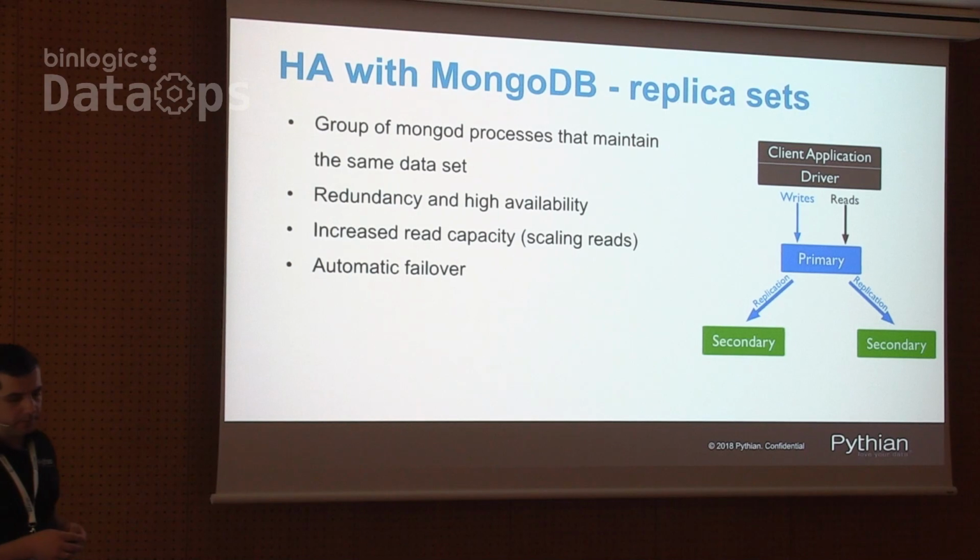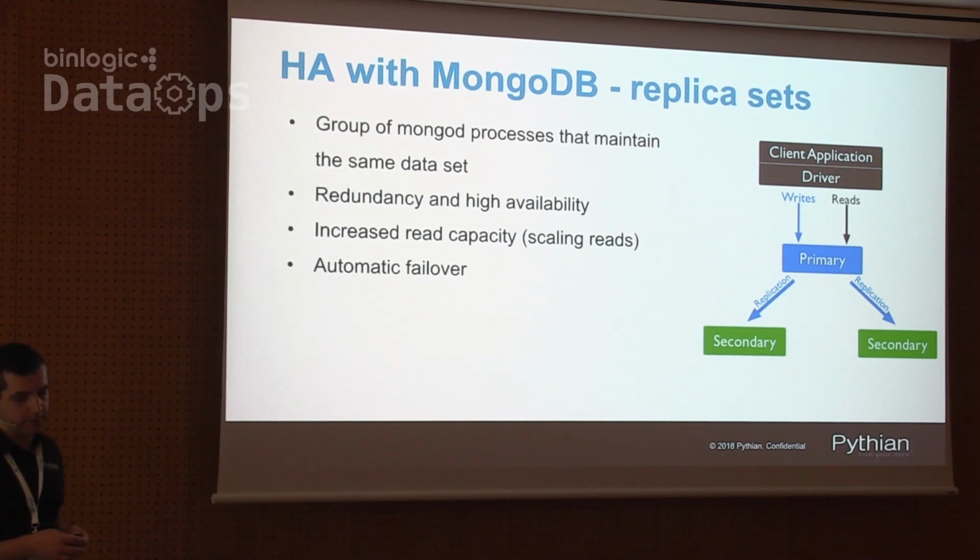So with MongoDB, HA is achieved with replica sets, and a replica set is a group of MongoDB processes that maintain the same data set, which means if this is the primary server in a replica set, both secondaries have the exact same copy of the data. It provides redundancy and high availability. With replica sets, you also have increased read capacity, which means that now you not only send the reads to this node, but your application can send reads to the secondaries with eventual consistency.